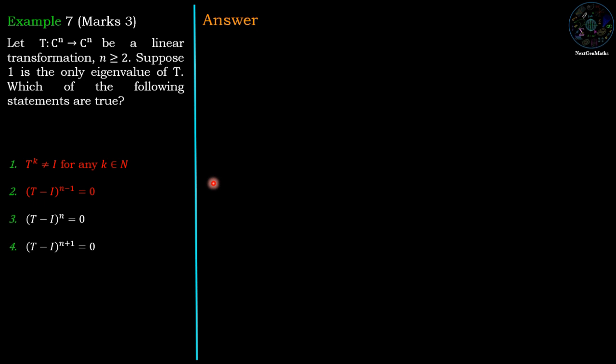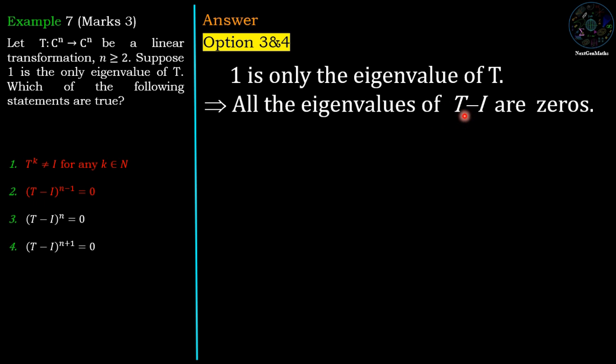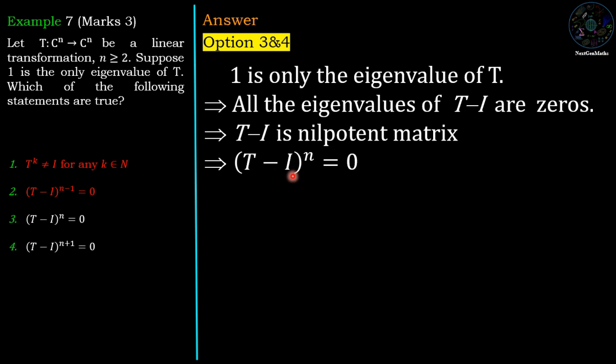Now option number 3. 1 is the only eigenvalue of T. Therefore all the eigenvalues of T minus I are 0, because 1 is the eigenvalue of T. So 1 minus 1 equal to 0 will be the eigenvalue of T minus I, and all the eigenvalues of T minus I are 0. So all the eigenvalues are 0, therefore T minus I is a nilpotent matrix. And for the nilpotent matrix we have the property (T minus I) power n equal to 0. If it is 0, then its one more power is also 0. So option number 3 and 4 are the correct answers.